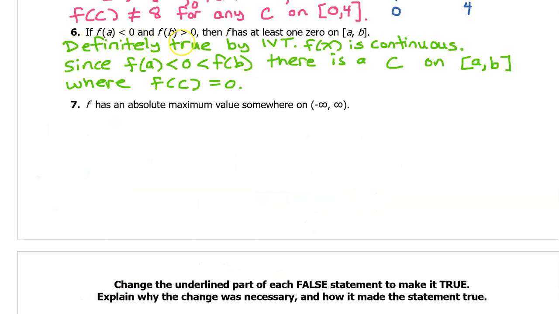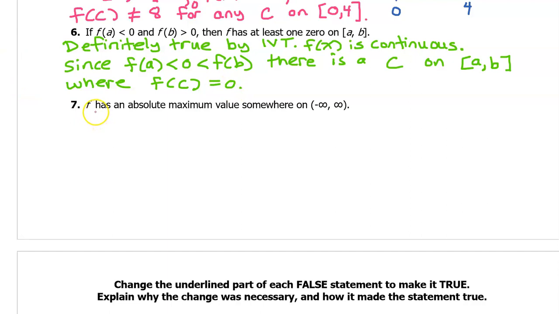Number 6 is definitely true by the intermediate value theorem. We are given that f of x is continuous. So, since f at a is less than 0, which is less than f at b, there is a c on the closed interval from a to b where f at c is equal to 0.